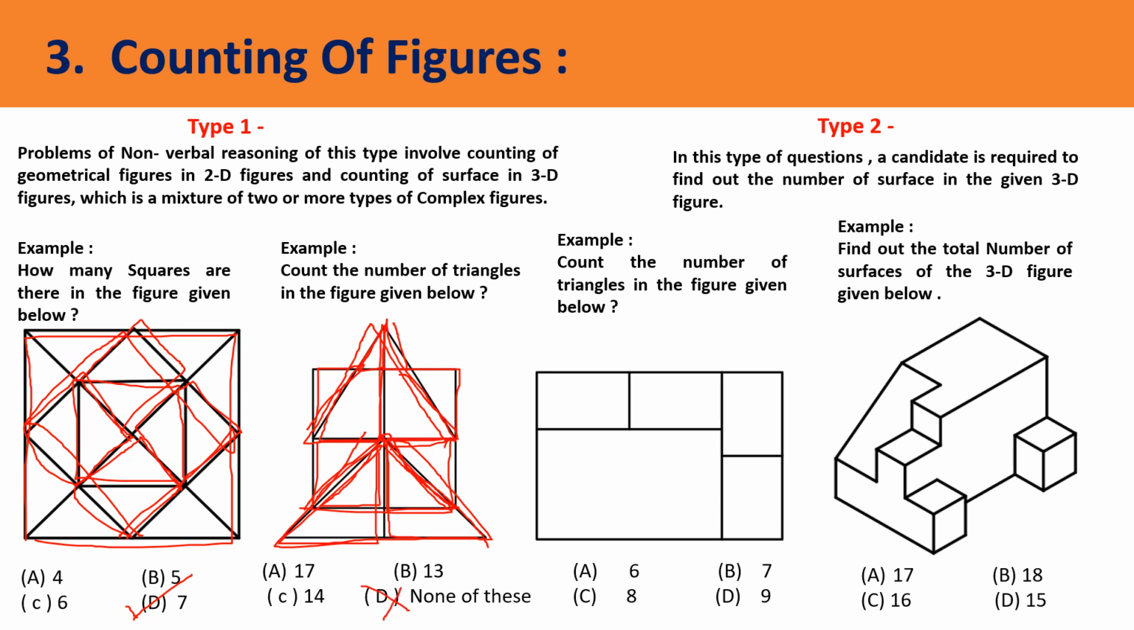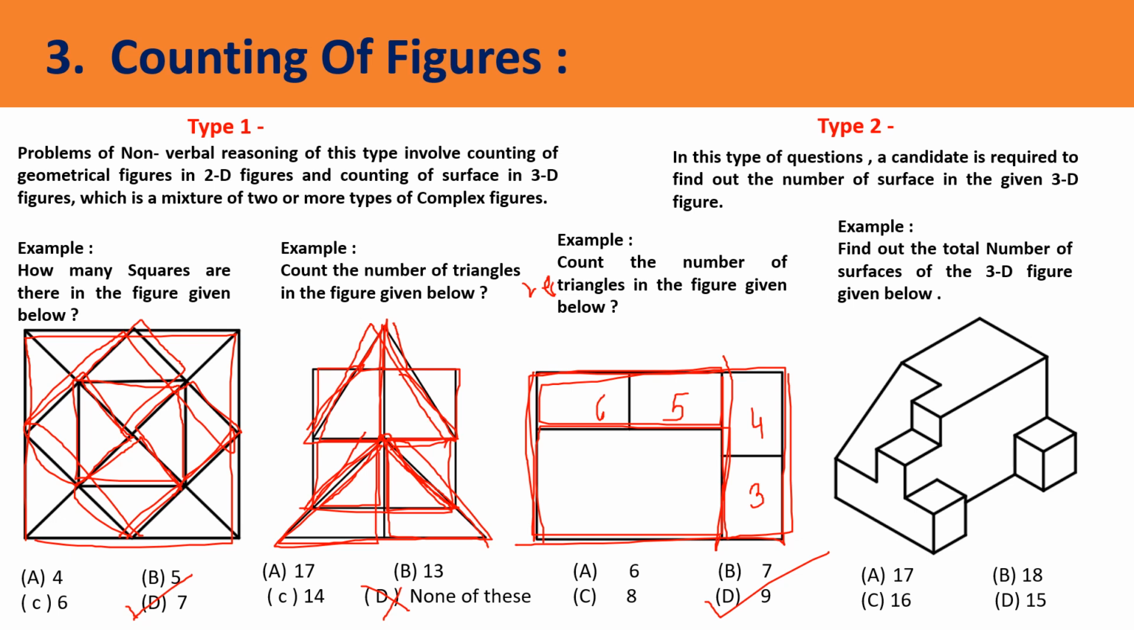Then in type 2, in this type of question, a candidate is required to find out the number of surfaces in a given 3D figure. In this we have to discuss the count of the number of rectangles. Let us discuss how many rectangles are in this image. Let us start with the bigger one. 1, 2, 3, 4, 5, 6, 7, 8 and 9. So we have 9 rectangles over here.